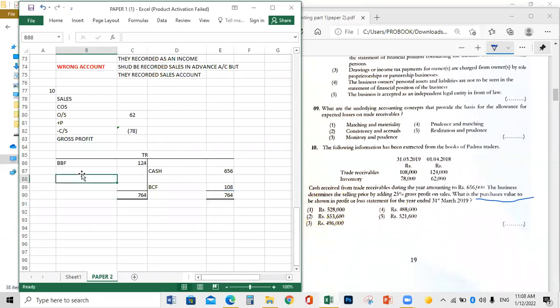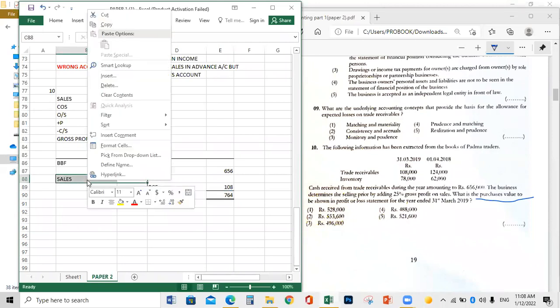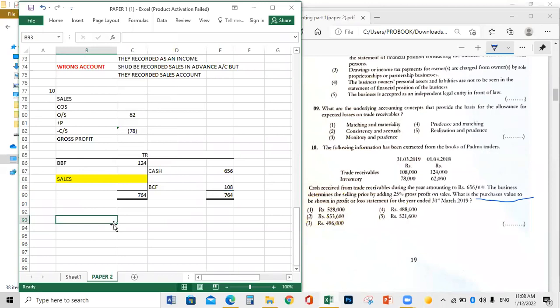Now, from the trade receivable, the difference you get is credit sales, not cash sales, because in trade receivables you only record credit sales, right? So the difference is going to be the credit sales amount. How much is that? That is going to be this minus this. So your sales is 640,000. Go and put it here.